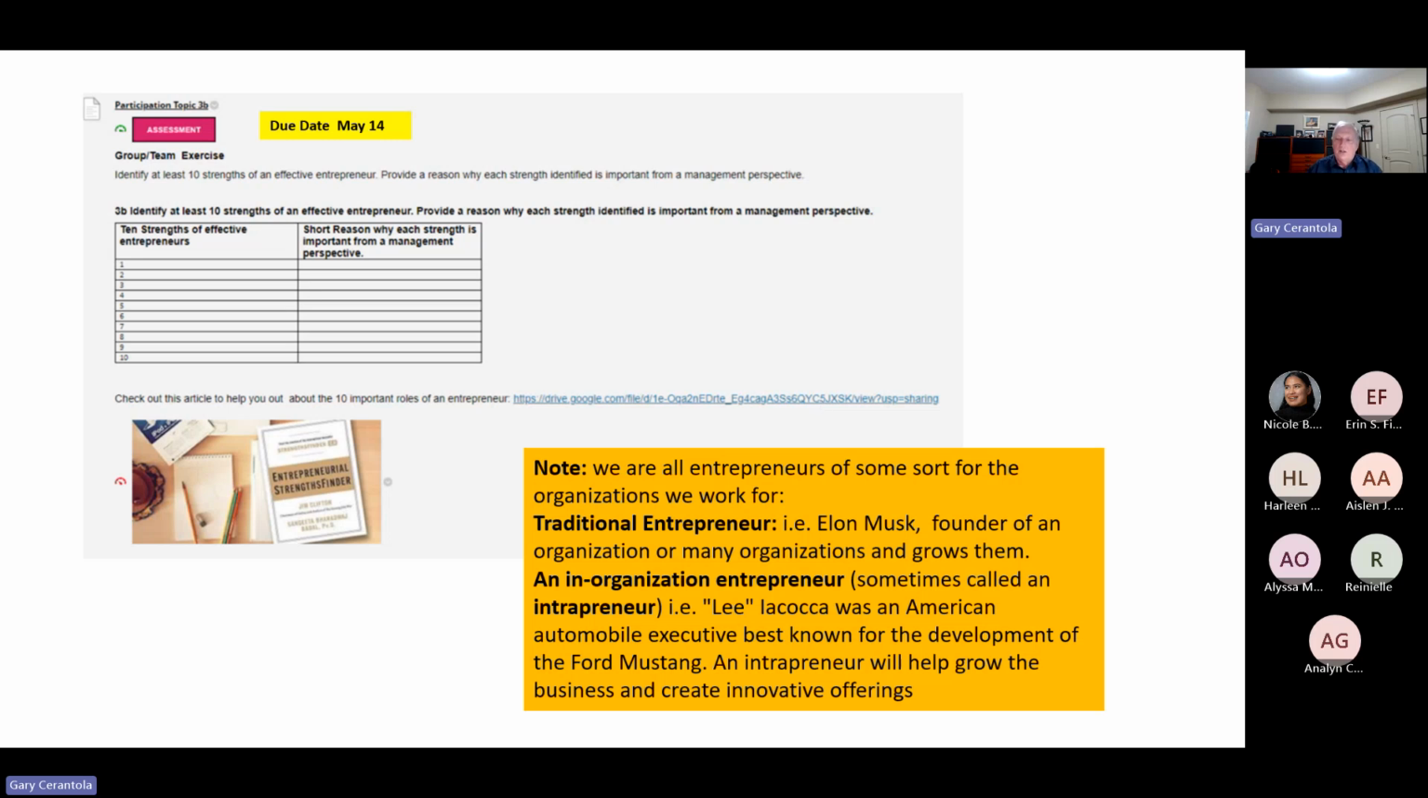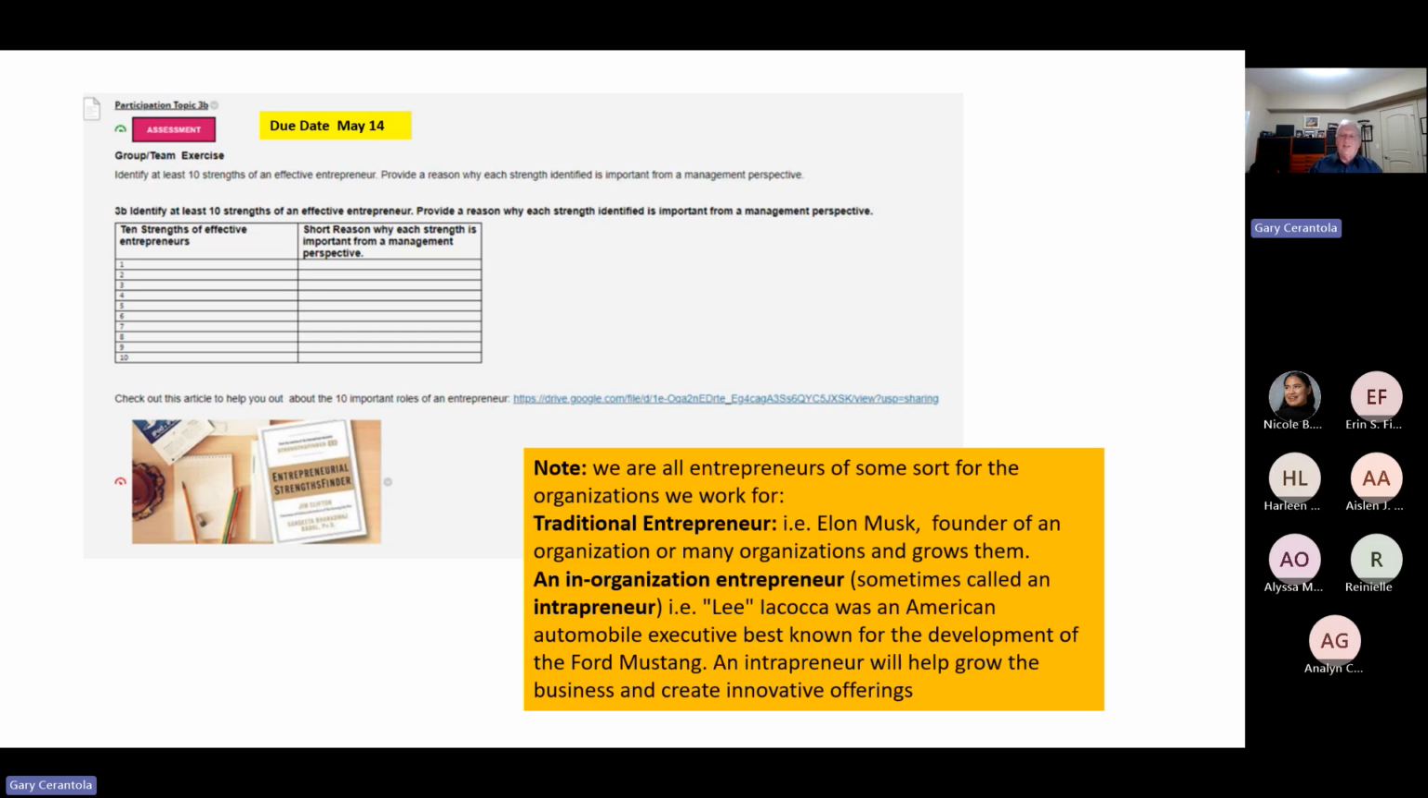There's the traditional entrepreneur like Elon Musk. So what did he do? He founded SpaceX, and he may have purchased a small part of the space industry as a player, and then he built it. But there are other types of entrepreneurs.